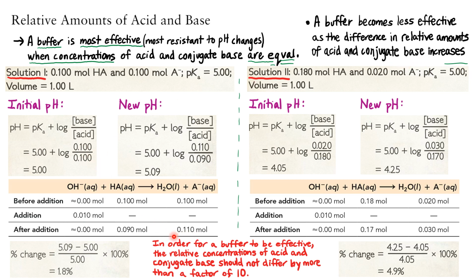And another thing I mentioned here is, in order for a buffer to be effective, the relative concentrations of acid and conjugate base should not differ by more than a factor of 10, okay? So bottom line is that if your base and acid concentrations differ by a factor of 10, let's say the base concentration is 10 times more than the acid, or vice versa, we no longer have an effective buffer. That's deemed not effective. But like I said, the most effective situation is when you have a 1-to-1, equal amounts of each of them, okay?